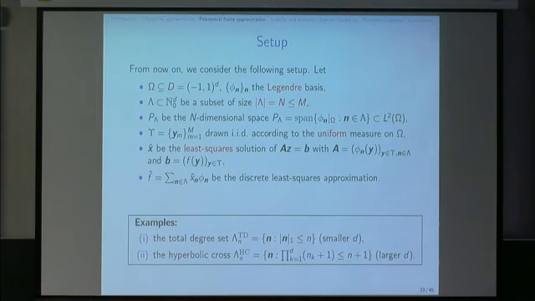We'll set up and solve our least squares problem. So from now on, A is going to be the matrix of the least squares problem, B is going to be the right-hand side. And then once we have the solution of the least squares problem, we'll compute our approximation f hat.